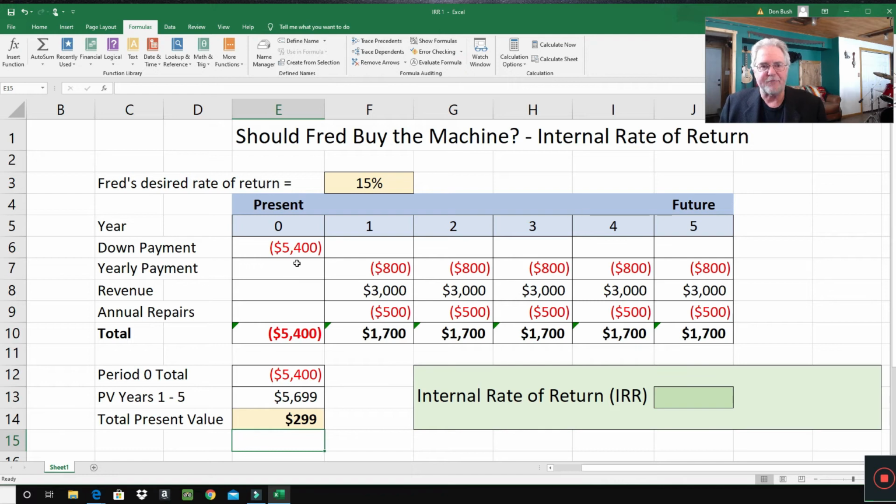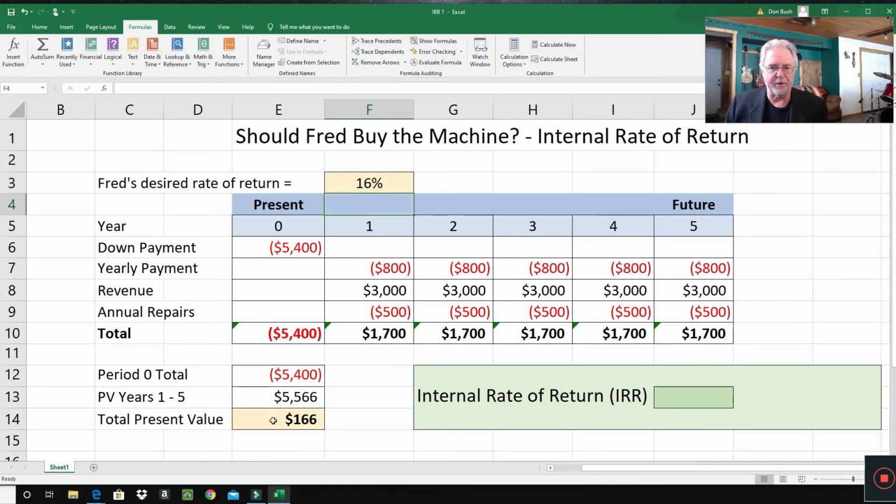Well, it means that Fred is going to earn a little bit more than a 15% return. Whenever this is positive, that means it's higher than the desired rate of return. If this present value was negative, it would be less. Now, what we'll do is we'll figure out the exact rate of return the hard way, and then we'll do it the easy way. So here's all I'm going to do, is I'm going to just take this 15% and adjust it. Now, since we know he's going to earn a little bit more than a 15% return, I'm going to try 16%.